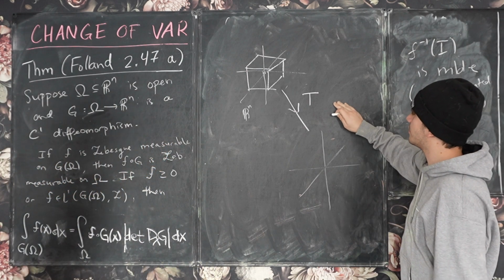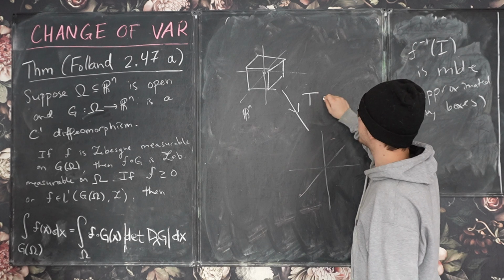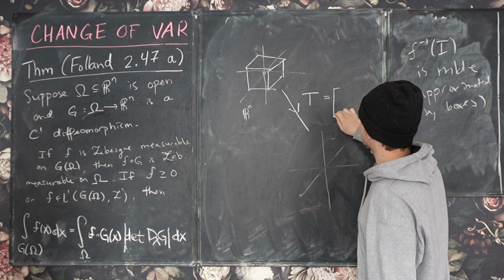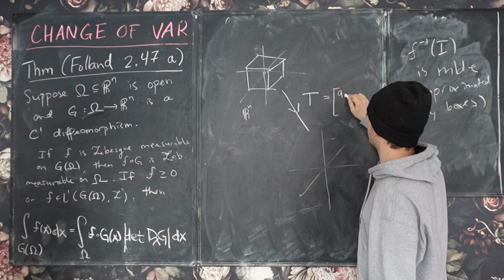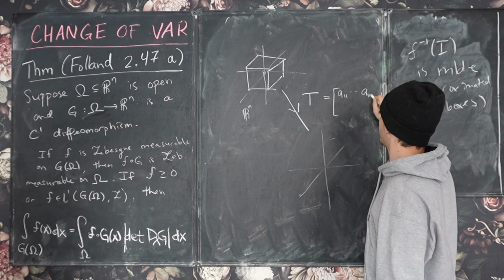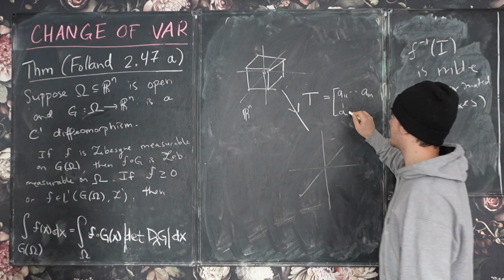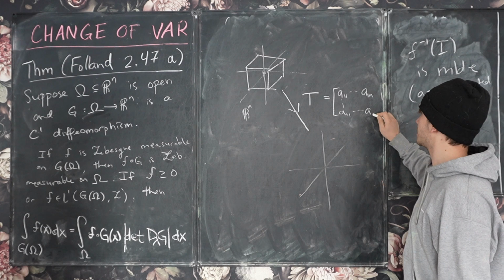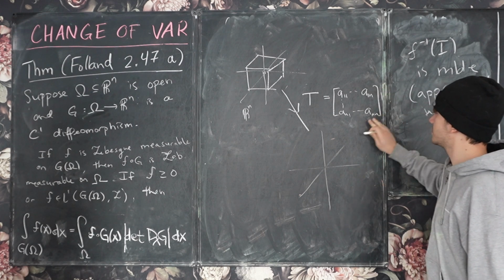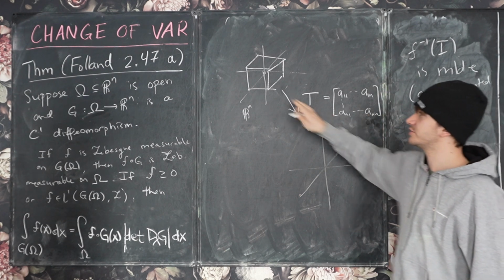That's correct. Okay, let's say I gave you a matrix, A11, A1n, through AN1, ANN, okay? So how would you use this matrix to understand how the cube changed?